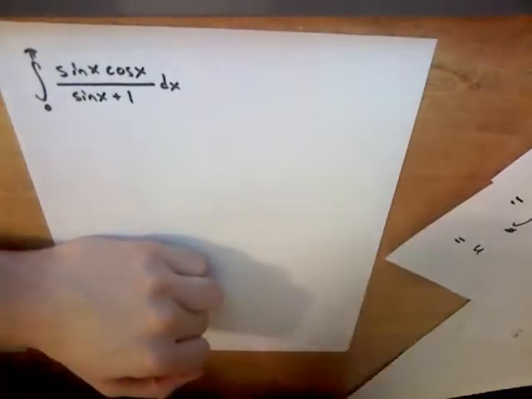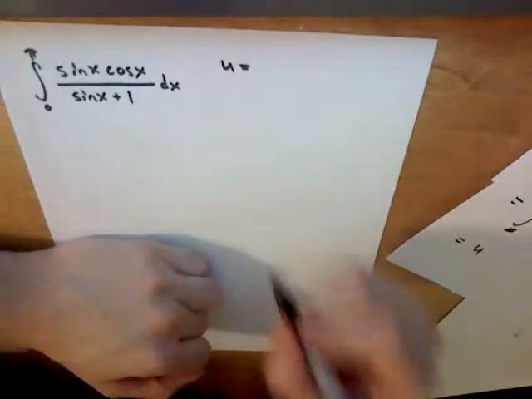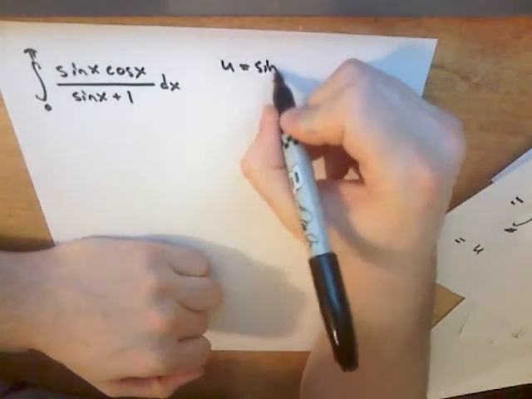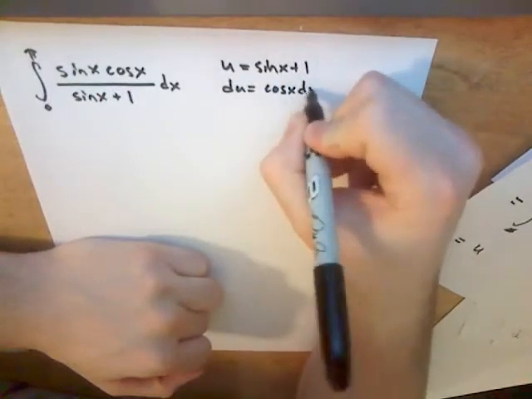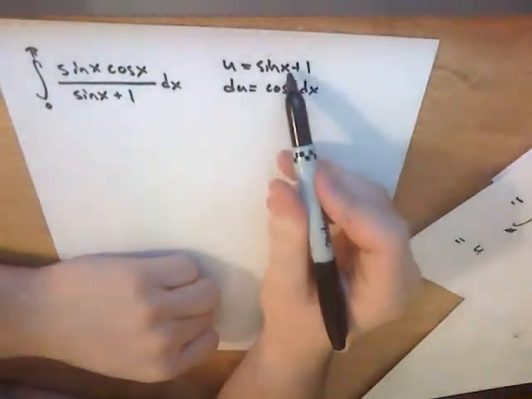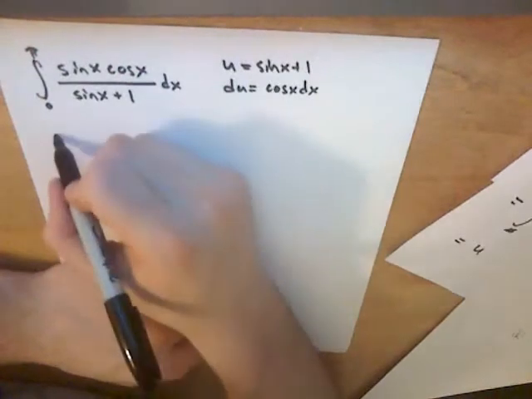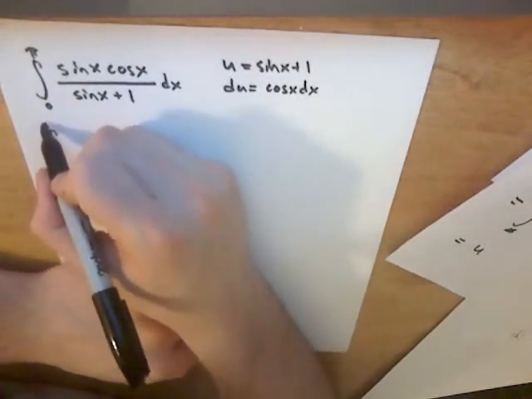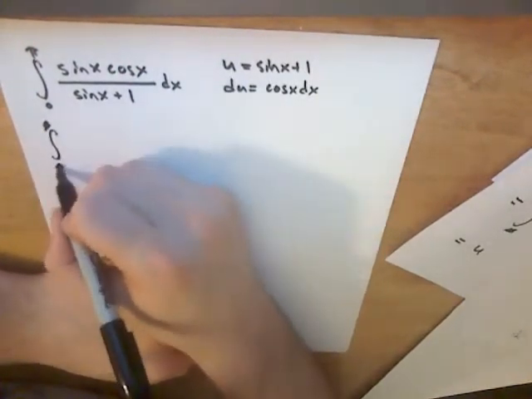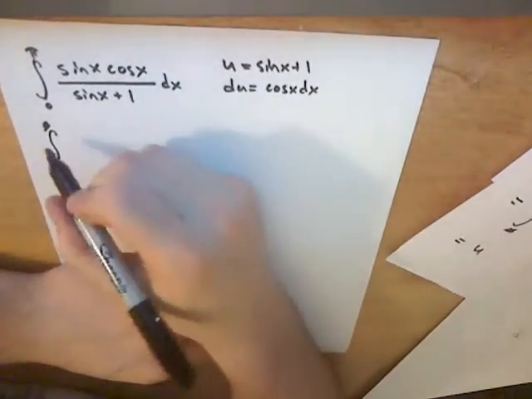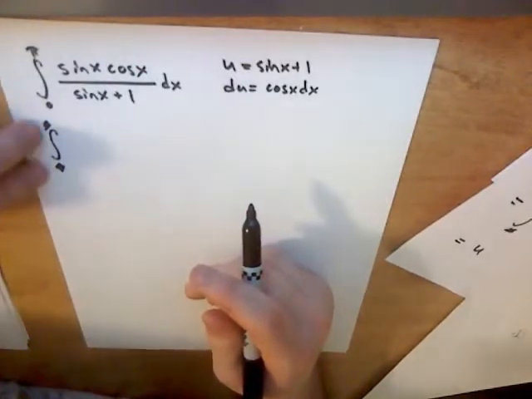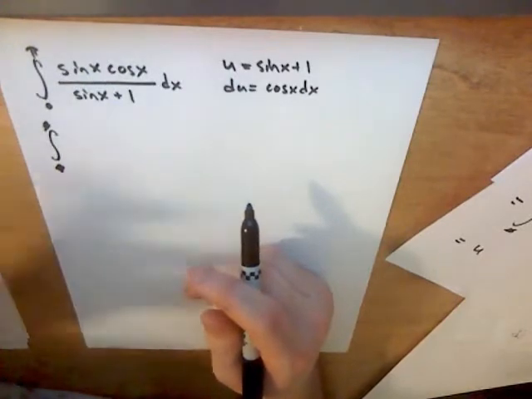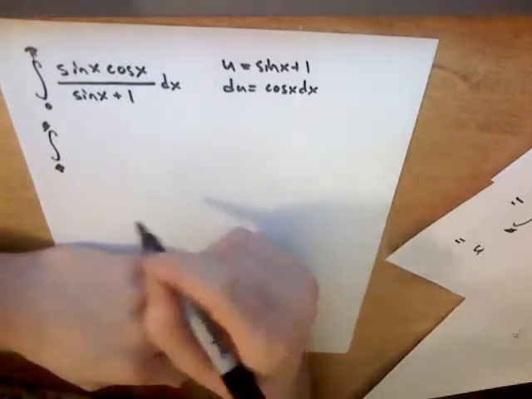And so here we're going to use the substitution rule. We're going to set u to be sine x plus 1, and of course that makes our du cos x dx, because that's the derivative of that, and then we times it by dx. And so we substitute to find out what this integral is going to be. And I'm going to remove the 0 and pi from here, because when we change the variable, we're no longer taking the integral on those numbers.